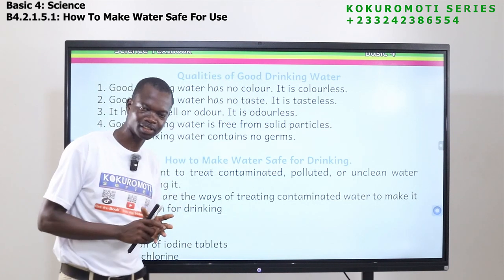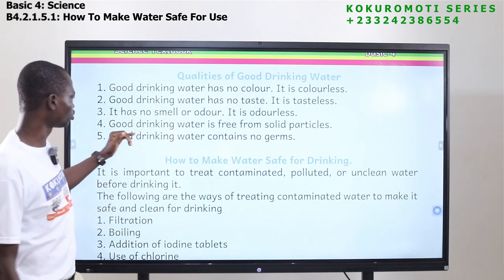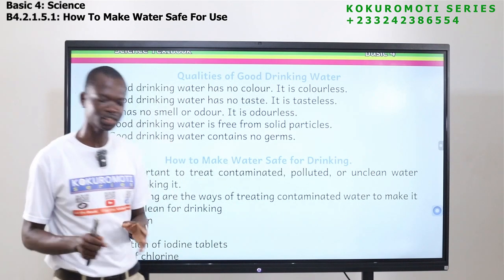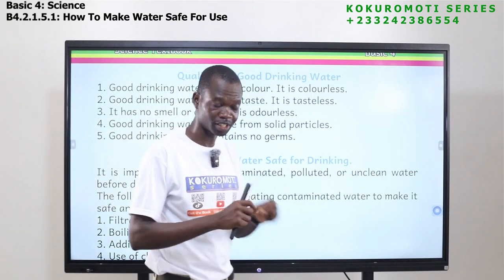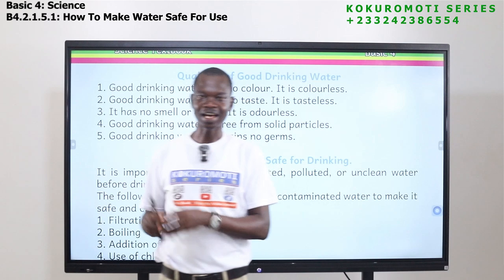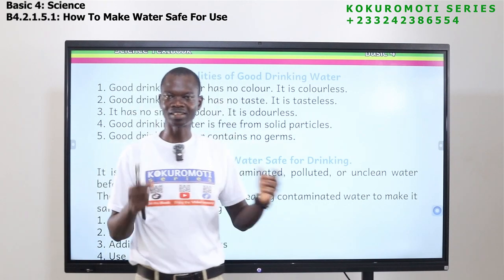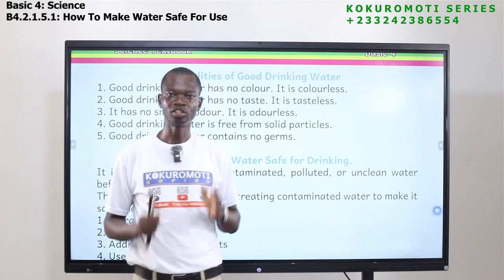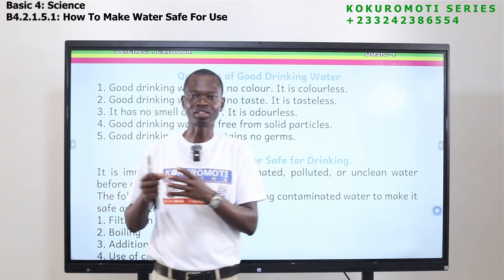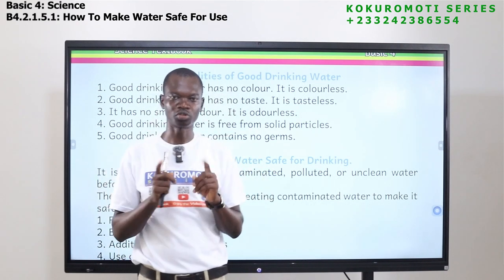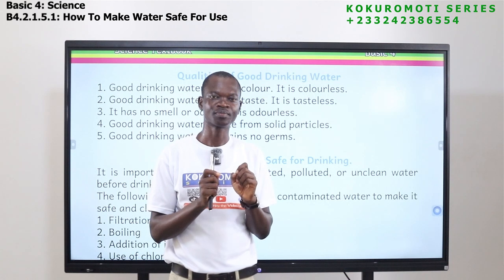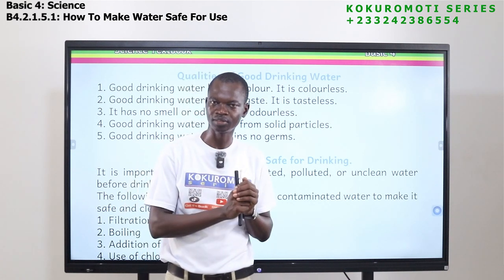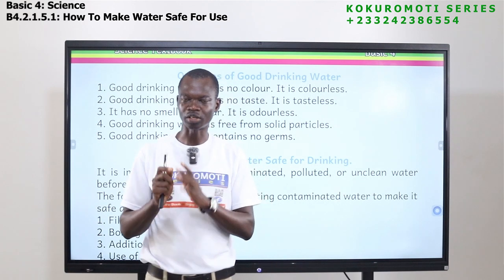So it is odorless. Okay, the next one, good drinking water is free from solid particles. So you see, if you have water and you see solid particles, stones, sand, some debris and other things in the water, it tells you that the water is not safe for use. So if you get water that contains these particles, what you should understand is that the water is not good for drinking. It is not good for use, depending on what you are using it for.